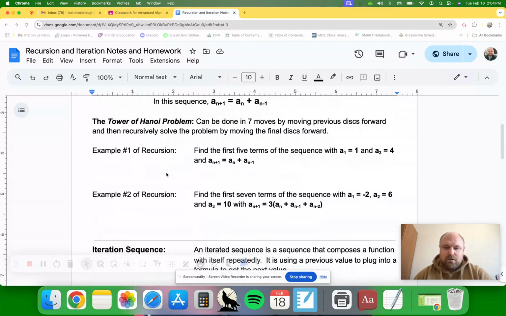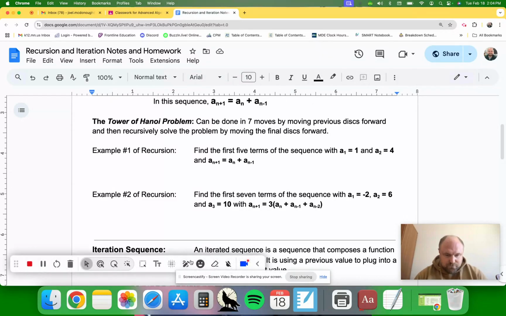The first example of recursion would be to find the first 5 terms of a sequence with a sub 1 equals 1 and a sub 2 equals 4. The way you read this is a sub 1 equals 1 and a sub 2 equals 4. So to get the next term, you would take the previous two terms and add them together according to this rule. So this is the previous term and this is the previous term. If I took 1 as my first term and 4 as my next term, I would find the next term by adding those terms together.